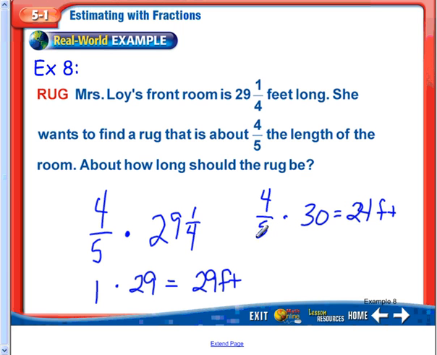So we know that we're estimating here, so we could say that the rug is about 29 feet. We could also say 24 feet. We know the answer is probably going to be somewhere between those two. But you could do this problem using compatible numbers, 4/5 times 30, or we could estimate the fraction 4/5 to be 1, and estimate the fraction 29 1/4 to be 29 to get 29 feet.